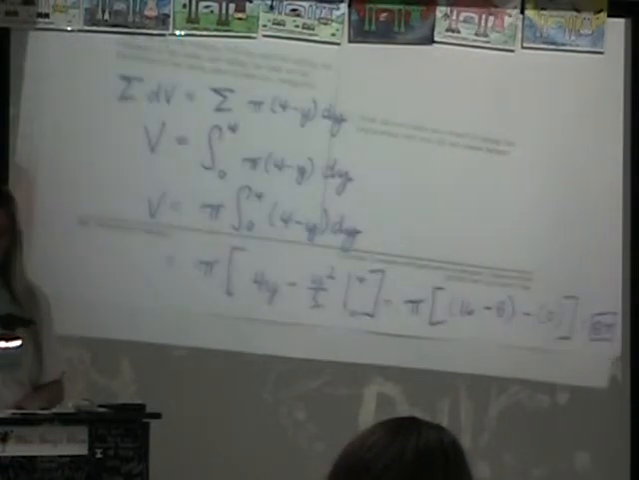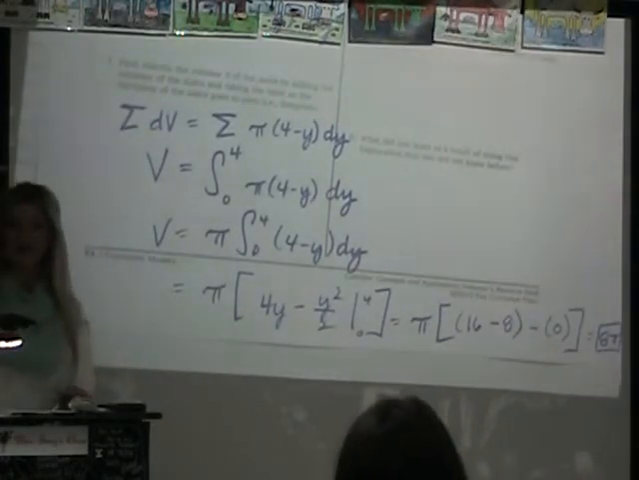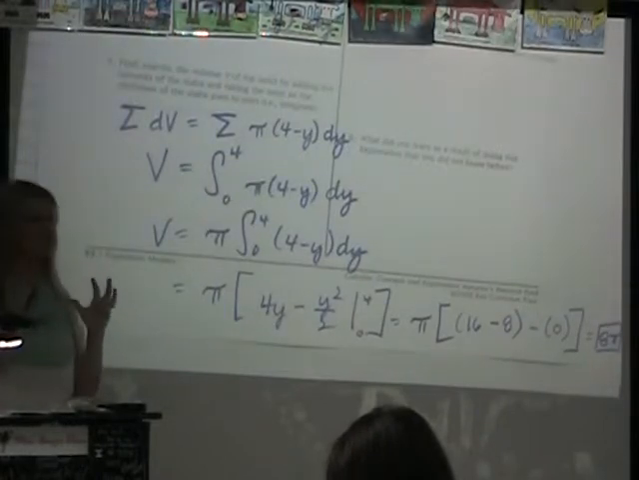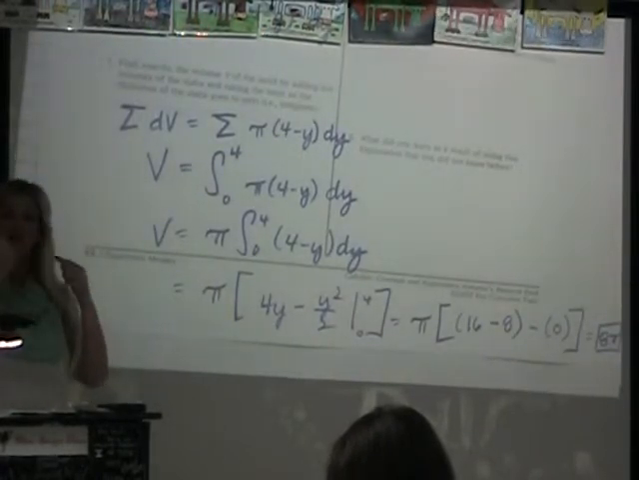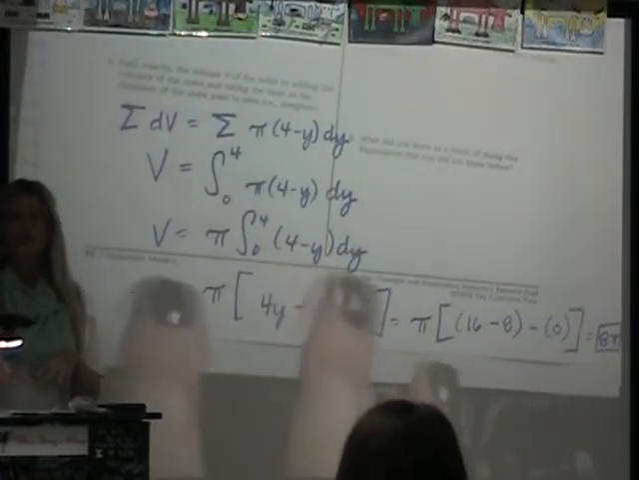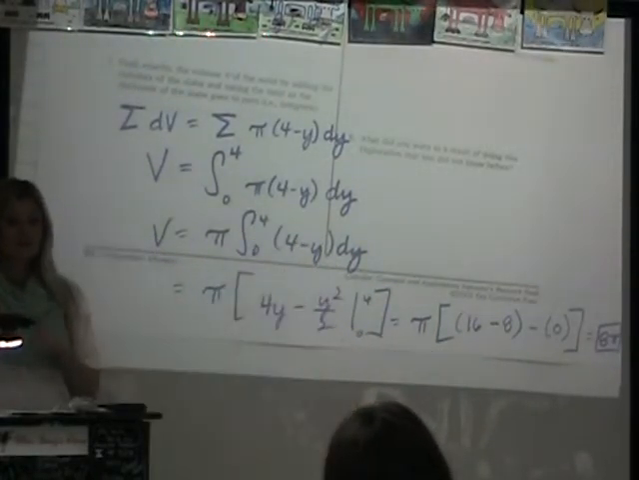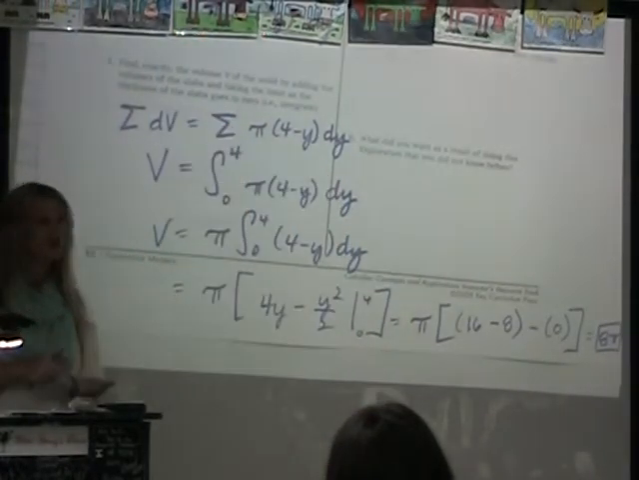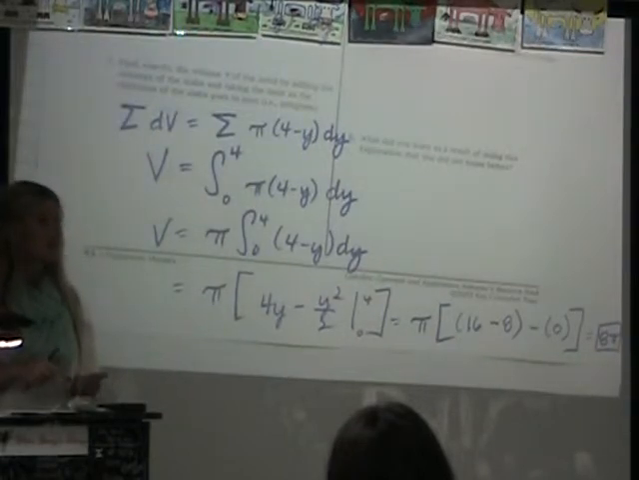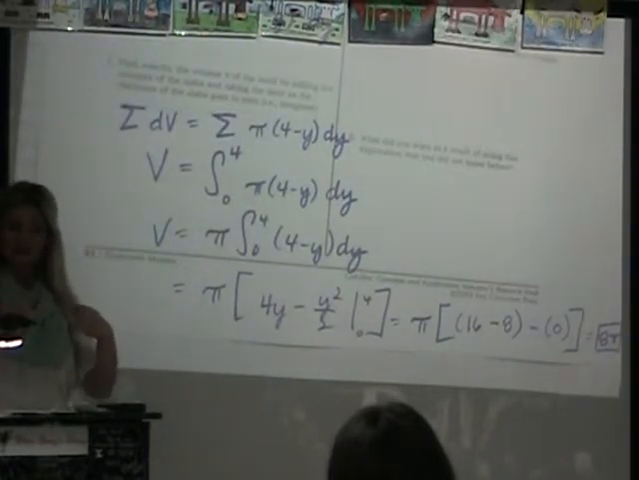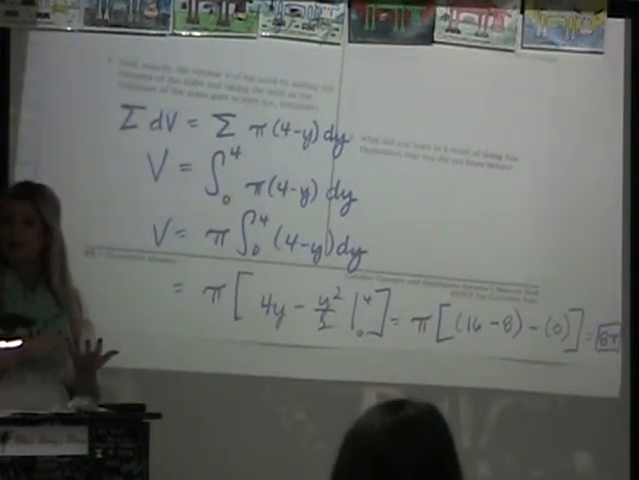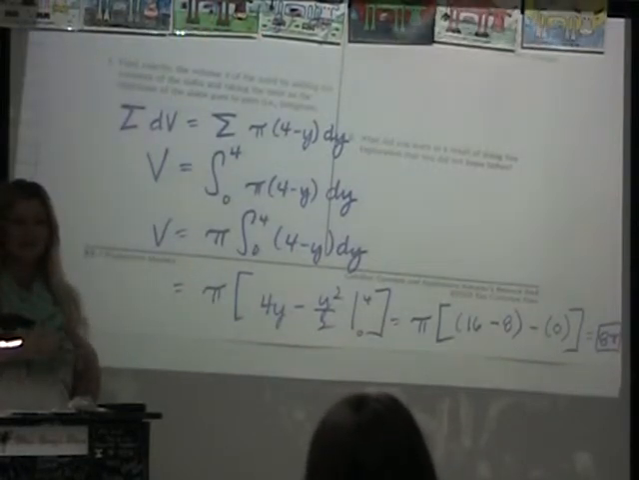As I mentioned in the beginning, sometimes we're going to be rotating about the x-axis, sometimes about the y-axis. So here are a couple of things to remember. If you're rotating about the y-axis, as we just did, you're going to be integrating dy, and you have to write your equation in terms of y. And your bounds have to be y values. If you're going around the x-axis, you're going to be integrating dx. Your equation is going to be in terms of x, and your bounds are going to be x values. Those are some things that you need to remember.